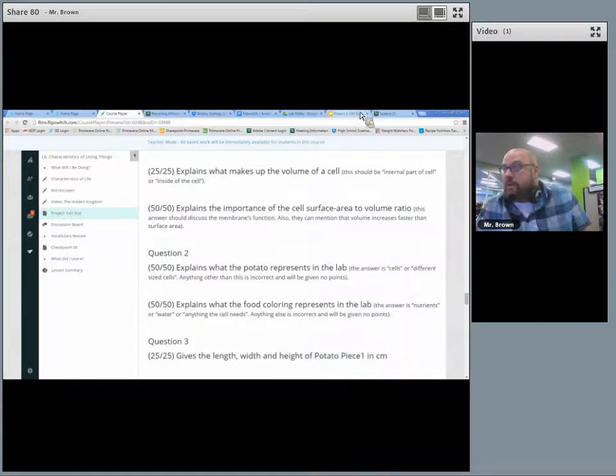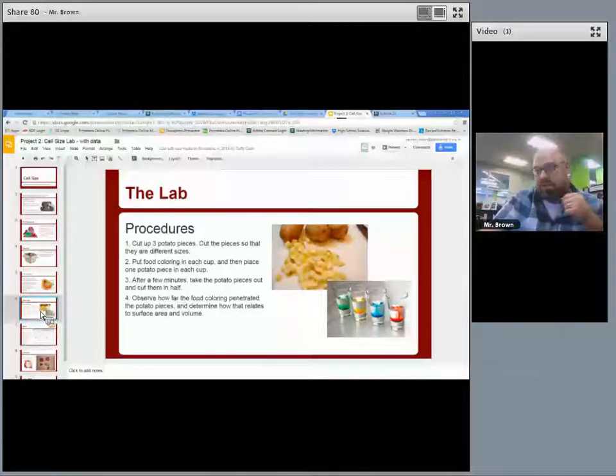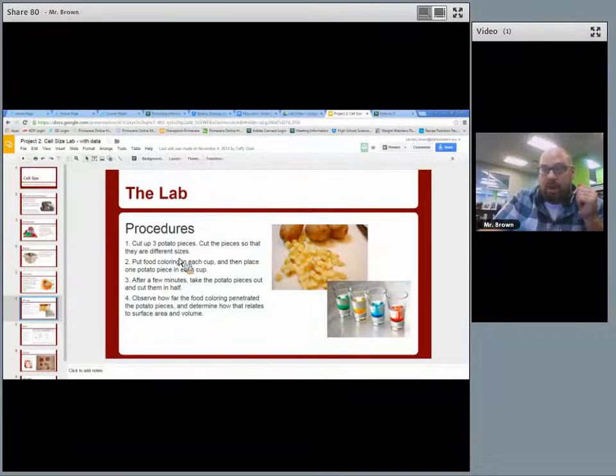All right, so let's go back. Cut up 3 potato pieces. Cut the pieces so that they are different sizes. It's going to be like the Goldilocks principle, right? You have the small piece, the medium piece, and the large piece. Make sure they are indeed different sizes.